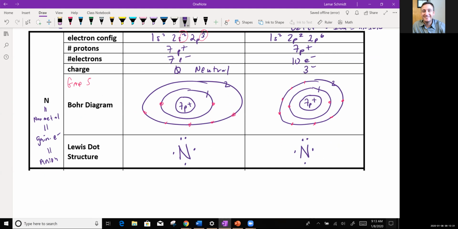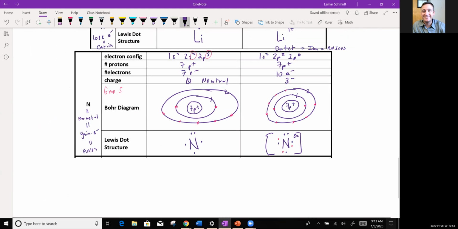So just to show you that they're added, I'm just going to put a different color here. 1, 2, 3, but that's 8 electrons now. So for anions, when we have a negative charge ion, we put a bracket and then put the charge there, 3 minus. Whoops, there we go.